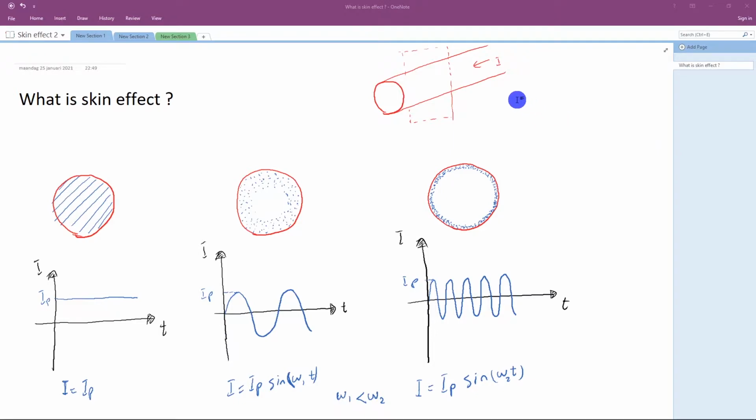Okay, so let us assume that we have a wire. In this case it's a round wire and the current I is passing through this wire. Now we look at the cross section of this wire. Obviously it would be a circle, so we have a circle here.